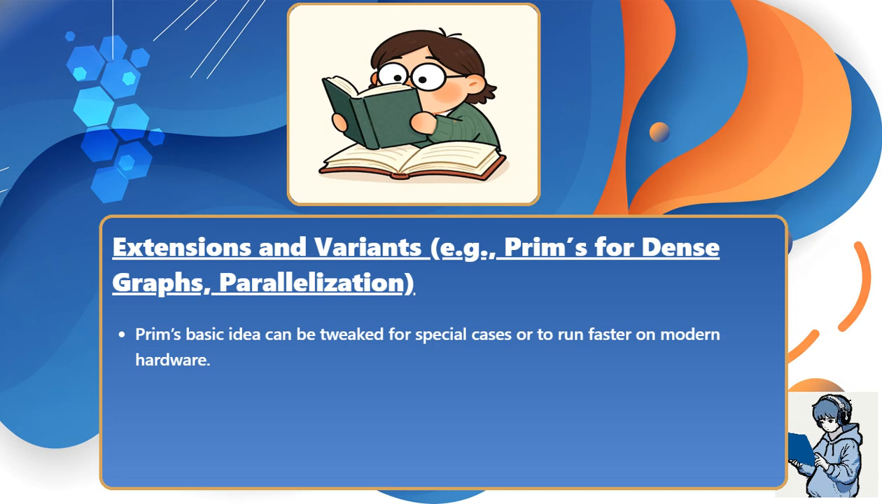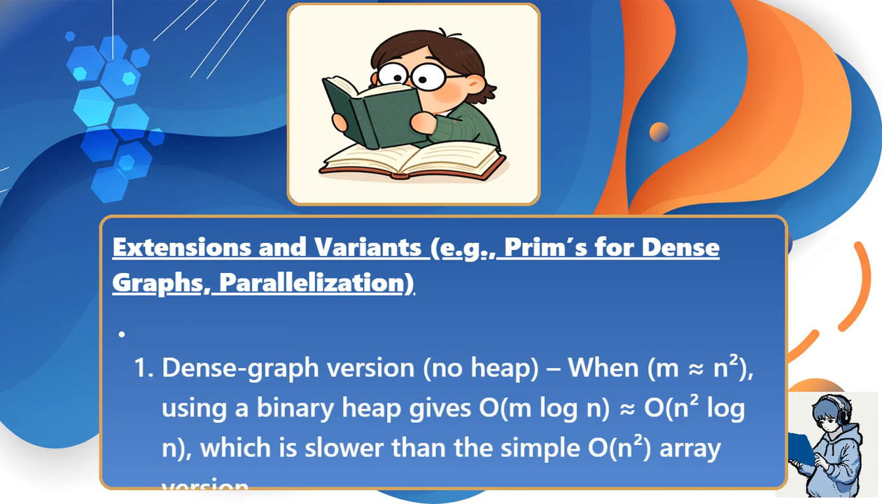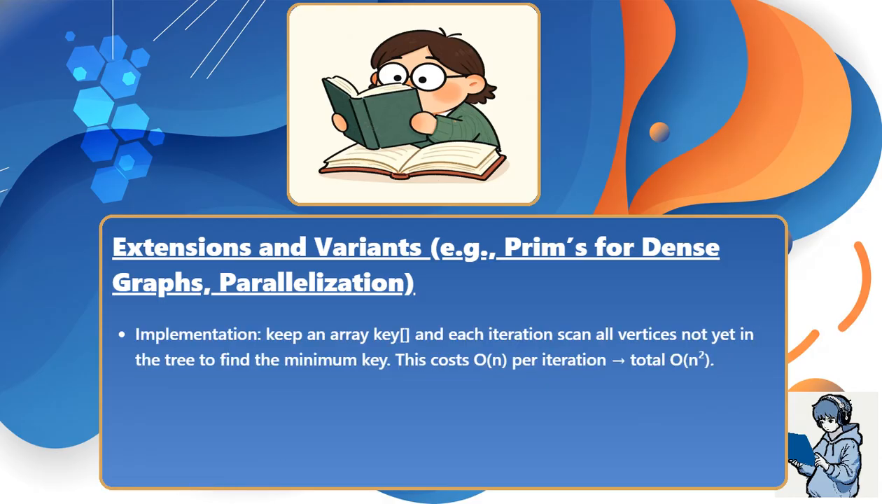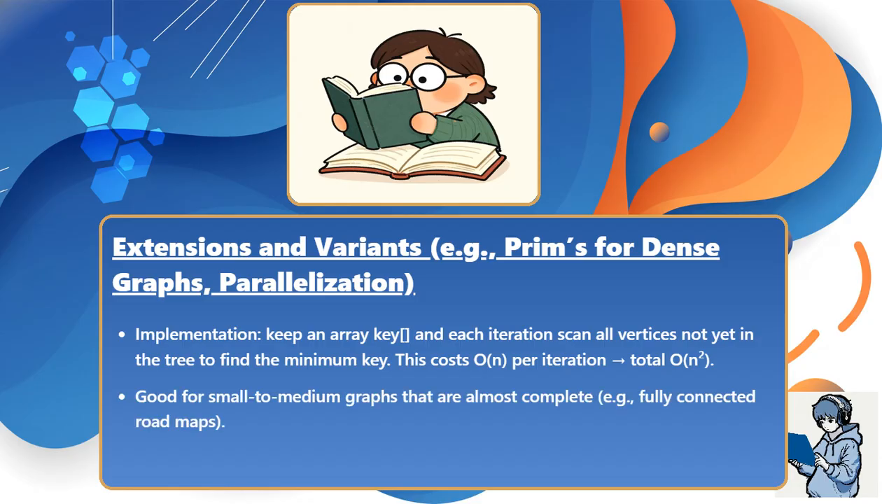Prim's basic idea can be tweaked for special cases or to run faster on modern hardware. 1. Dense graph version, no heap. When m is approximately n squared, using a binary heap gives O of m log n, approximately O of n squared log n, which is slower than the simple O of n squared array version. Implementation: keep an array key, and each iteration scan all vertices not yet in the tree to find the minimum key. This costs O of n per iteration, for a total of O of n squared. Good for small to medium graphs that are almost complete, for example fully connected road maps.